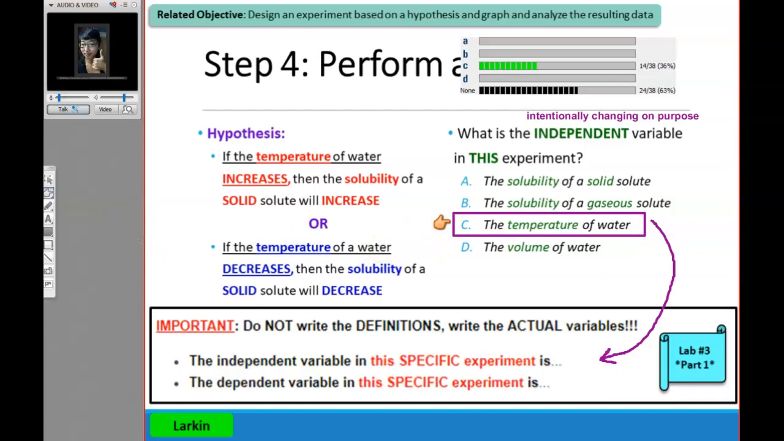You could also say water temperature. Those are saying the same thing.